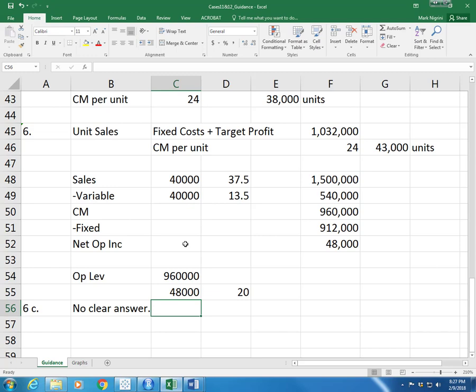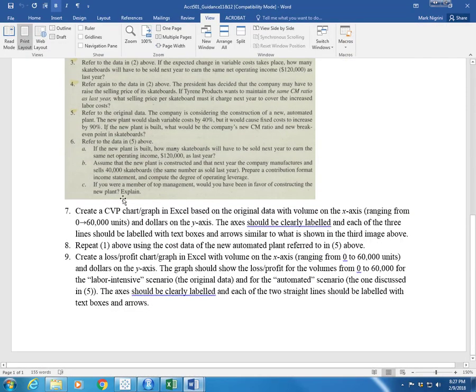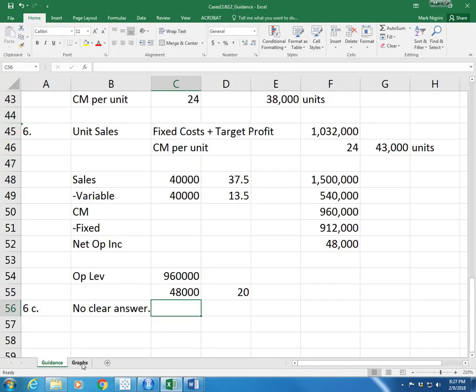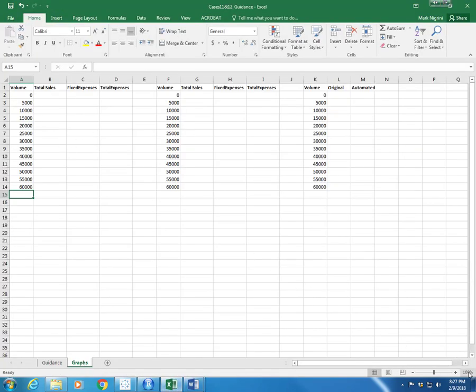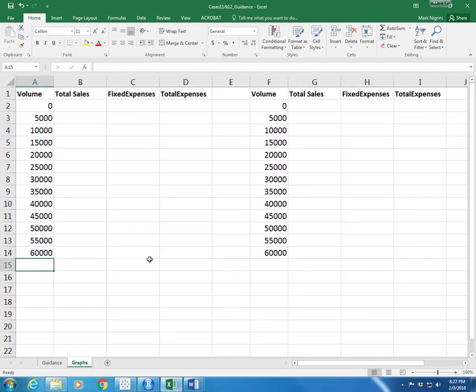Now, we're doing quite well. Let's go to the end, and we want graphs, and the graphs need to look like this: fixed expenses, total expenses, total sales. Well, you can only do these graphs if you have the data. So here we go. Let me zoom a little bit over here. So I want to go from 0 to 60,000 units.